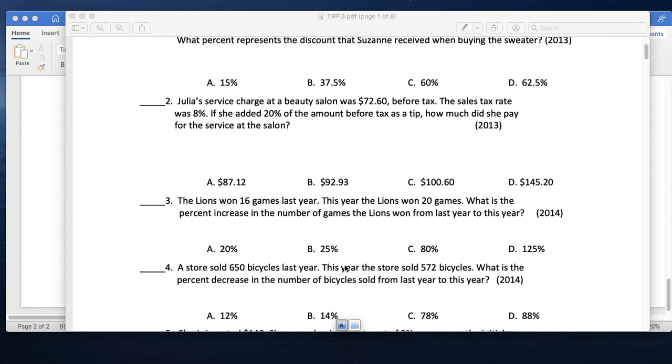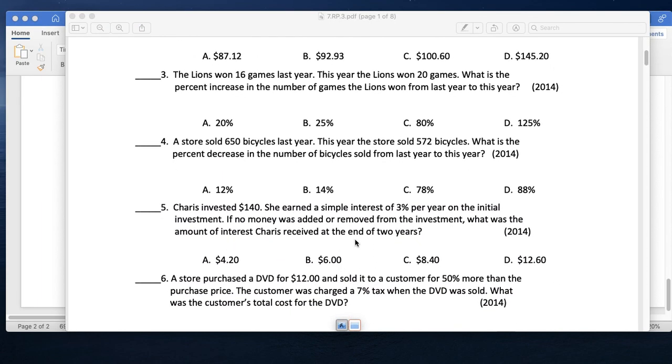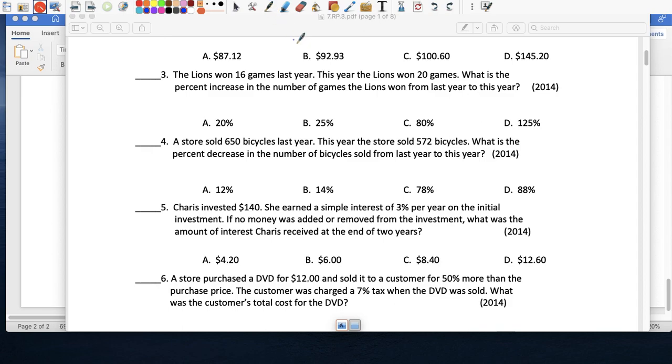3. The Lions won 16 games last year. This year the Lions won 20 games. Oh, shoot, this is a percent of increase. So this year they won 20, so it's new minus old divided by old. So 20 minus the old over the old. What was the percent of increase? It looks like 25%. You get 0.25, change it to percent, multiply that by 100, and that's what you got.